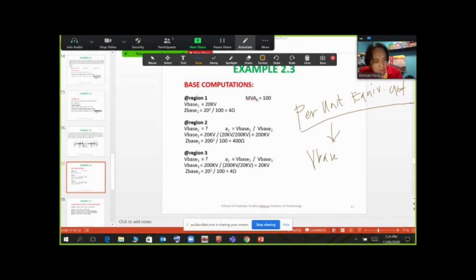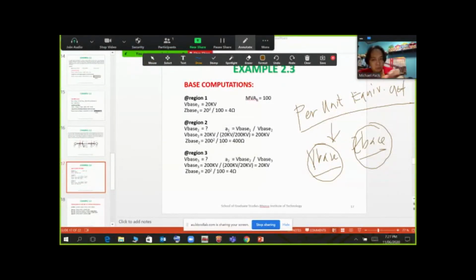You need to get first V base and Z base, because in a system, on a circuit, you usually see voltages and impedance. But current, you care about even in calculations, we calculate them. So it means all the passive components and the active components are only present in a per unit equivalent circuit. So to conserve time, we can have the base computations in terms of V base and Z base respectively.